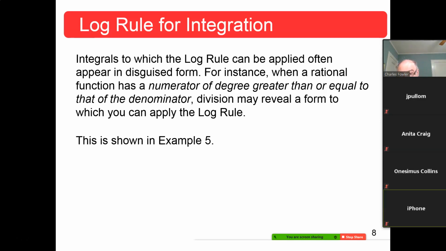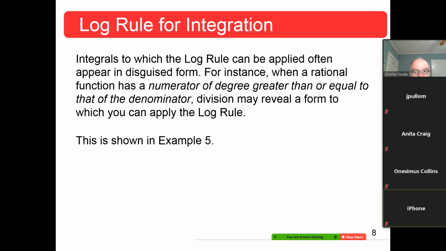All right. Log rule for integration. Integrals to which the log rule can be applied often appear in disguised form. They're really tricky. For instance, when a rational function has a numerator of degree greater than or equal to the denominator, you have to apply division, polynomial division. It doesn't have to be polynomial, you have to divide, but when you talk about degree, usually you're implying polynomial degree. So you have to use division, whether you call it polynomial or not, to reveal a form to which you can do the log rule. And this is shown in example 5.